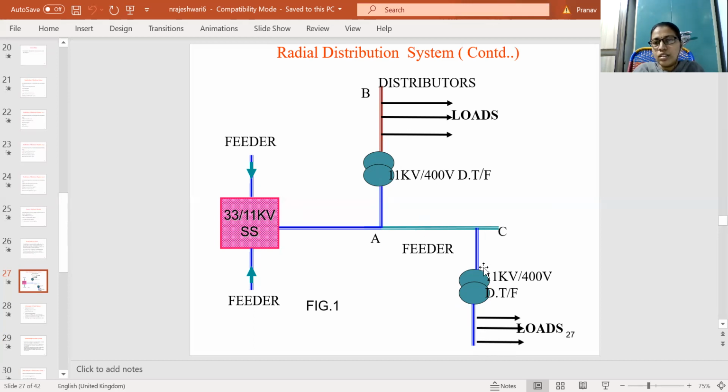This is also having a distribution transformer, 11 kV by 400 volts. So these loads are also connected at only one end. This is a radial feeder. This is the radial distribution system overview.